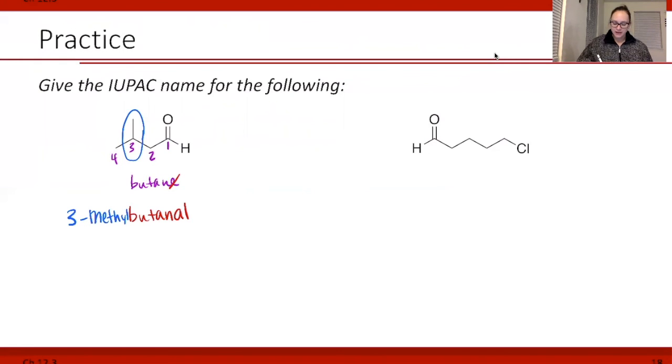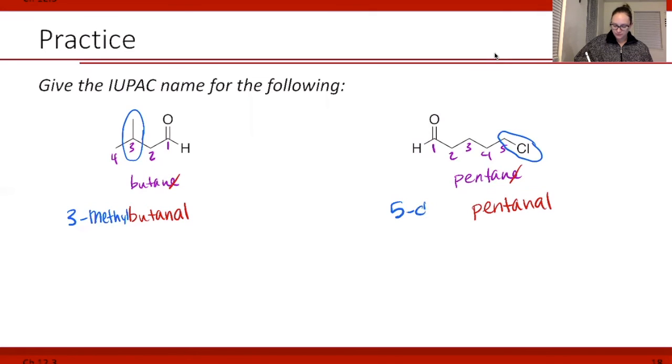Let's try another one. We're going to put number 1 on the carbon of our aldehyde and number down the chain. So we have pentane. We're going to drop the E and put an AL: pentanal. And then we're going to put our substituents on here. I have just this 1 chlorine here, so 5-chloropentanal is the answer for this one. Okay, I will pick it back up and we'll learn how to name ketones. See you guys there.